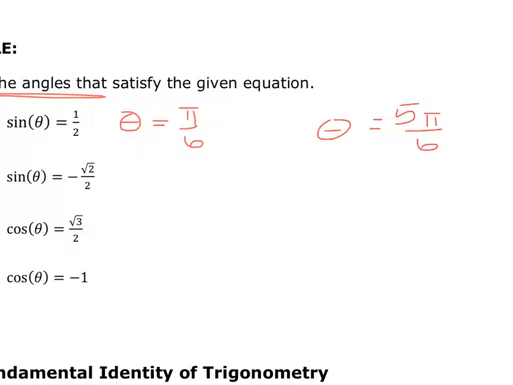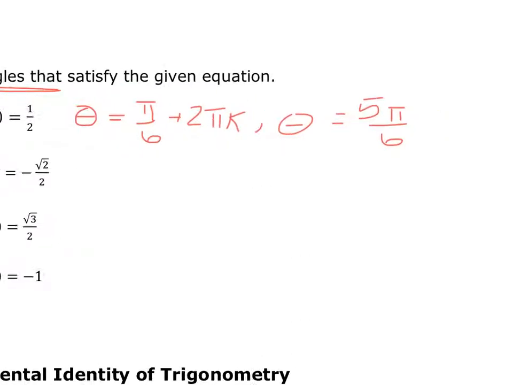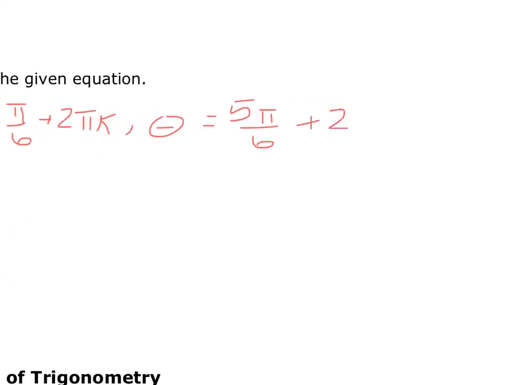So does that answer the question though? Is that every single angle that is going to satisfy those equations? Is that every single one? I absolutely can continue to go around the circle, and the way I do that is I say plus 2 pi k. So every coterminal angle to pi over 6 will work. And the same thing here: every coterminal angle to 5 pi over 6 works.